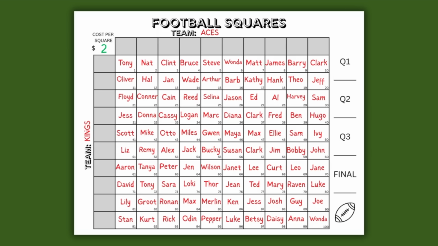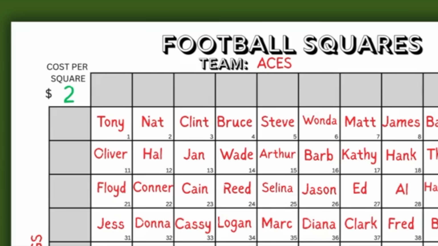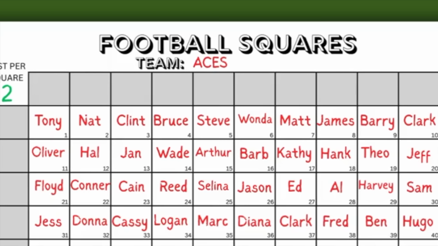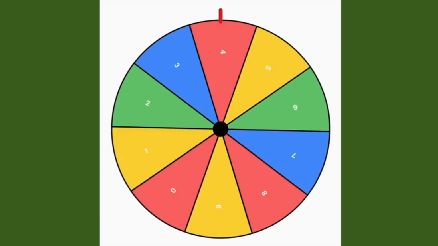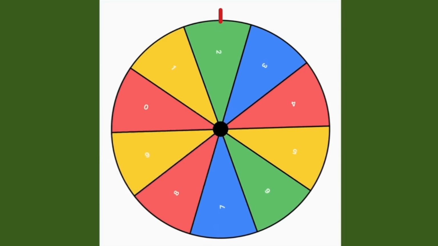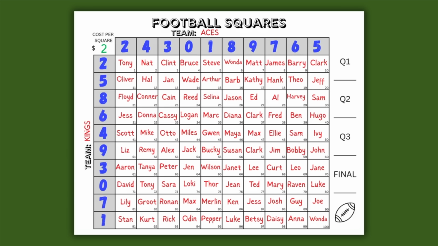Once all the squares are filled in, randomly assign numbers 0 through 9 across the top row and the left column. You can use slips of paper, cards, or an online number randomizer to keep it fair. Once the numbers are assigned, you are all set up.